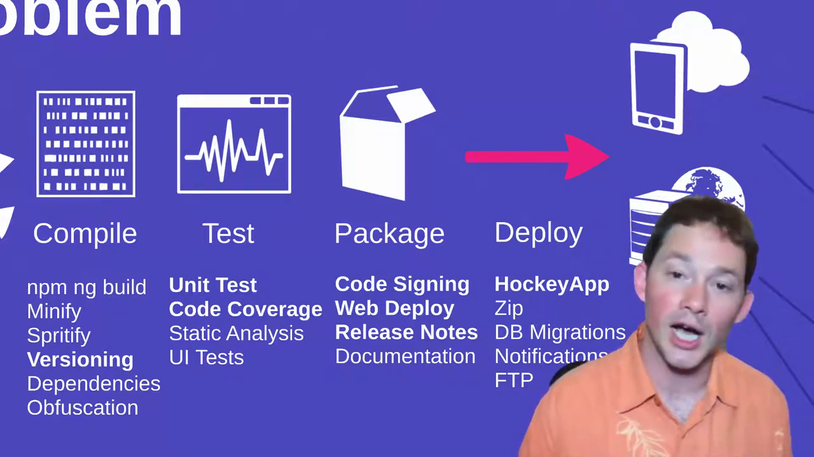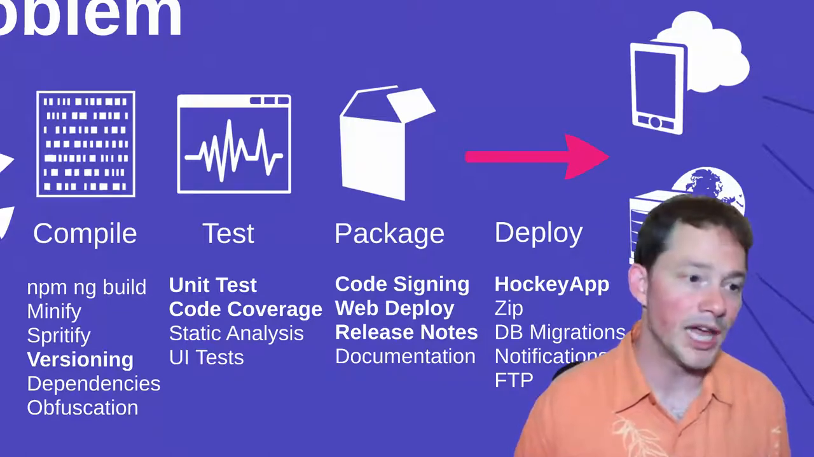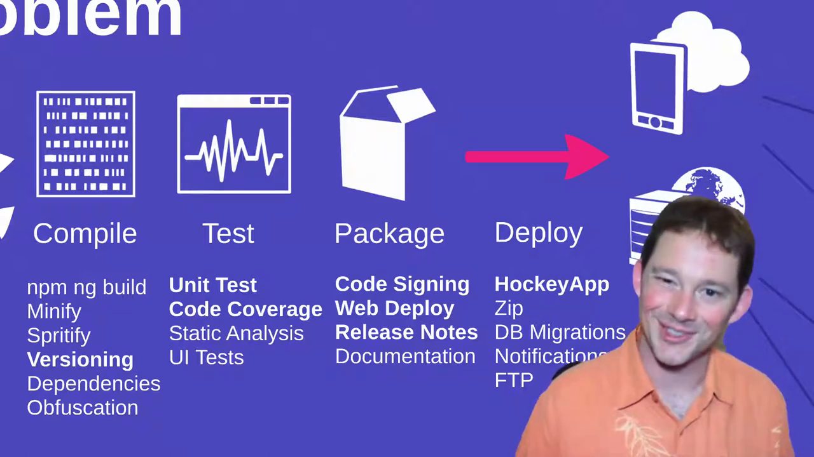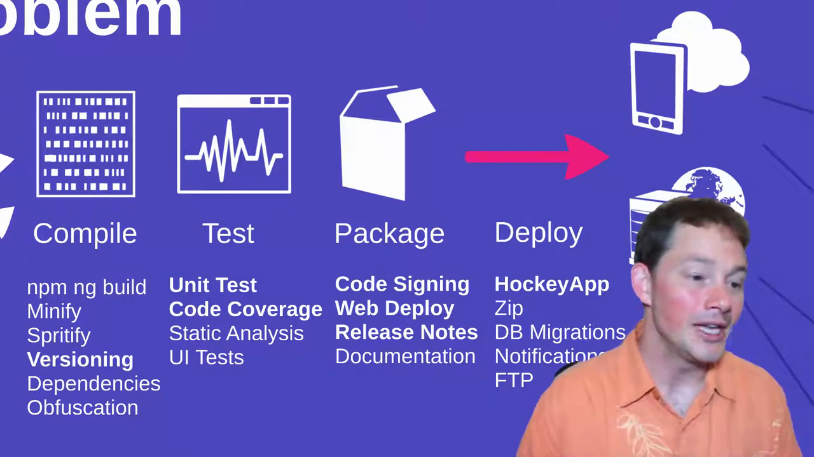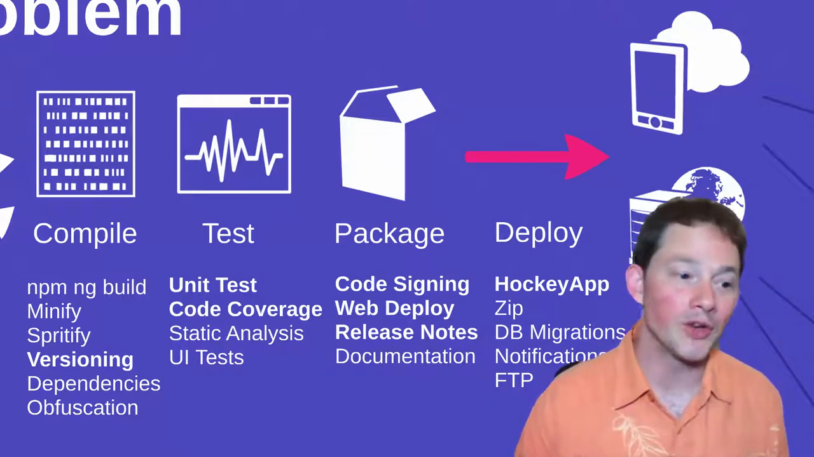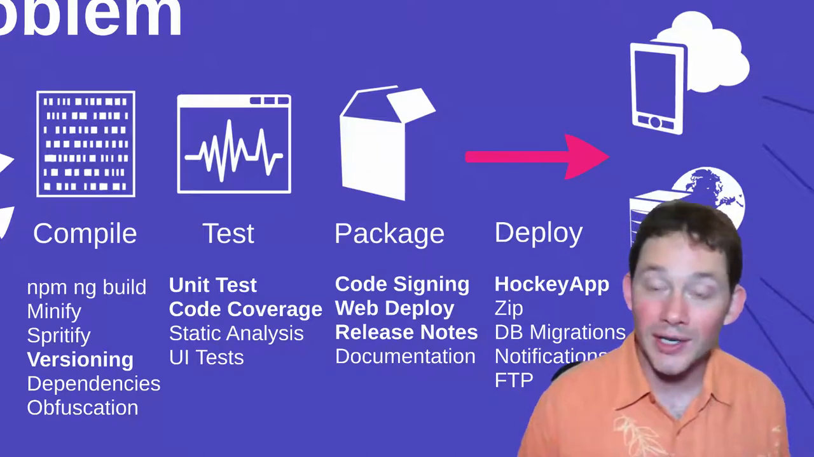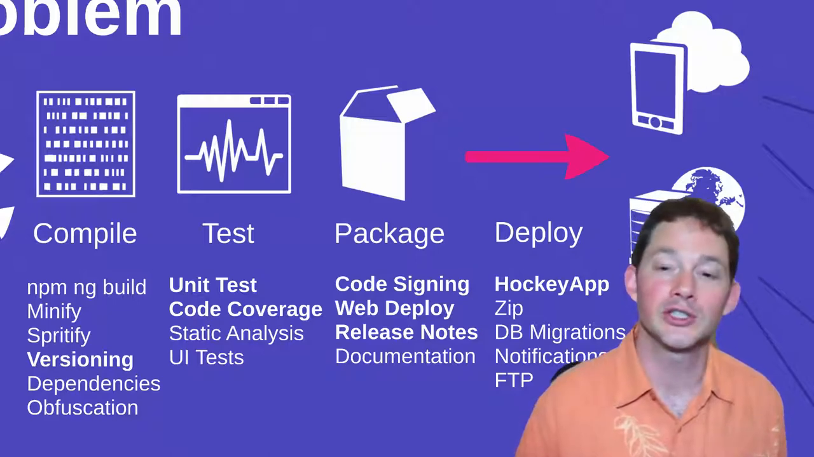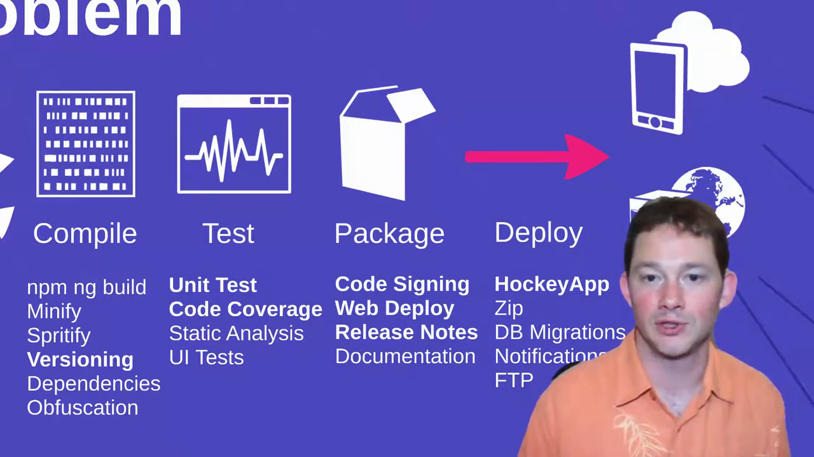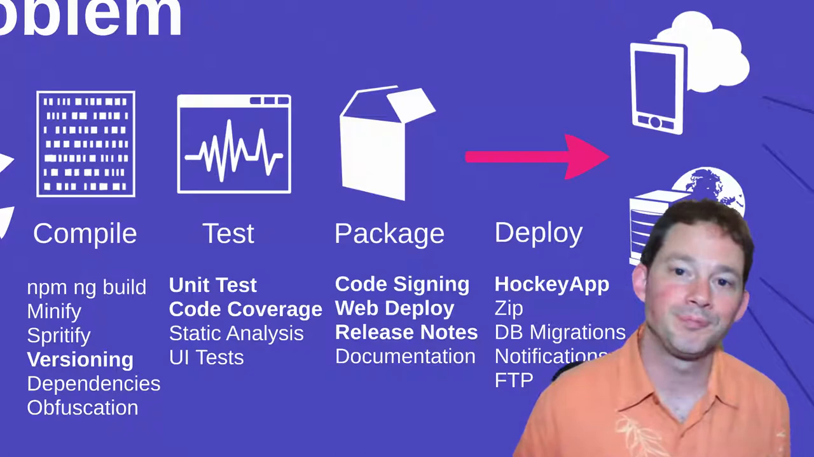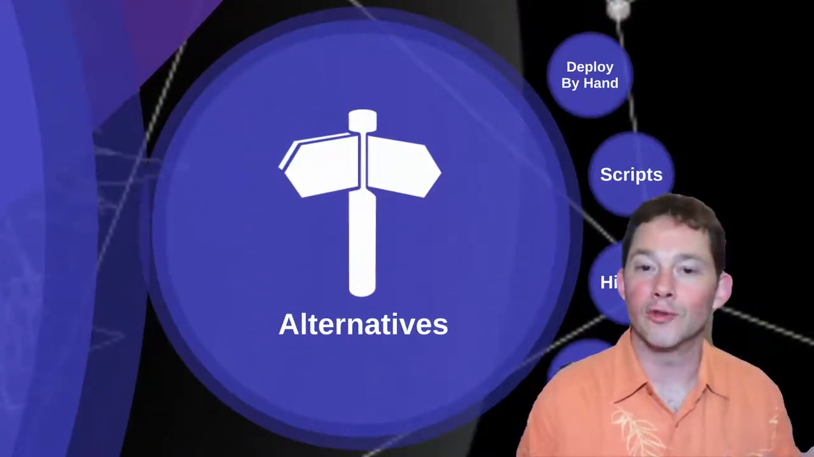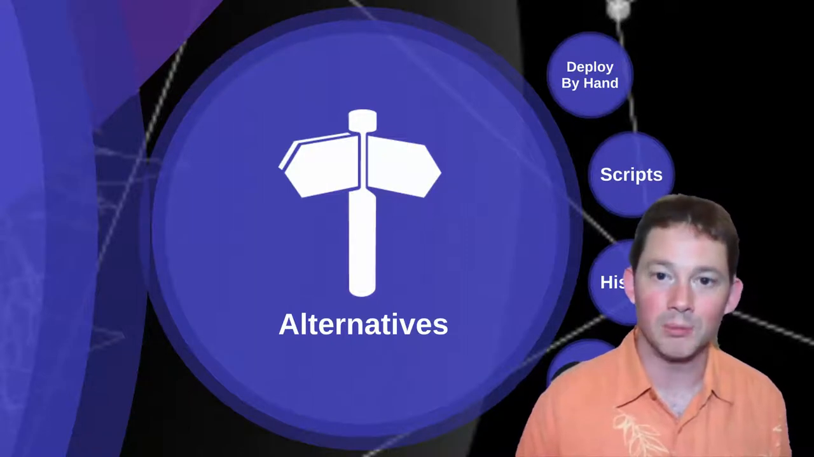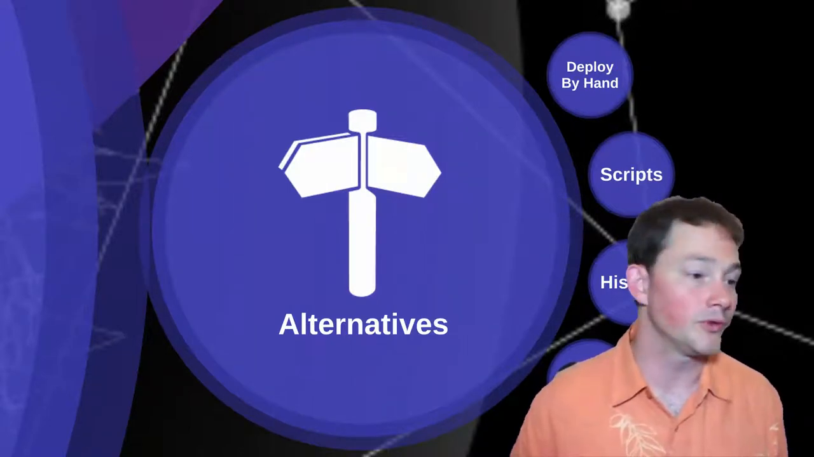And then you might also need to deploy using, say, Octopus Deploy if you're using a tool like that, or HockeyApp if you have mobile apps like Xamarin apps, like a lot of the other content on the channel here. You might need to do zipping, database migrations, notifications, FTP, secure FTP. All of these things are concerns that as a regular developer you don't have to care very much about. So that is an overview of the DevOps problem, and we've got some alternatives.